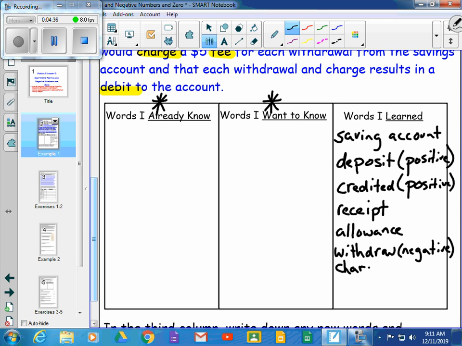A charge is also a negative to the account. It's going to take money out of the account. We're charging a fee. A fee is a small amount that you have to pay, which means that's negative to the account as well. They're taking money out of the account. You're going to pay that fee for doing certain tasks.